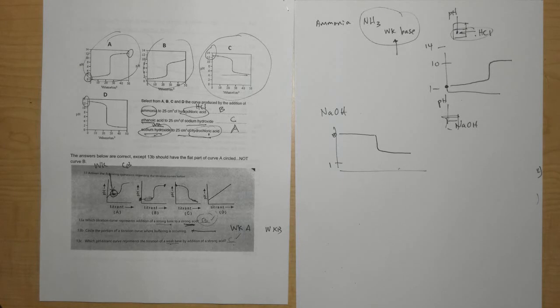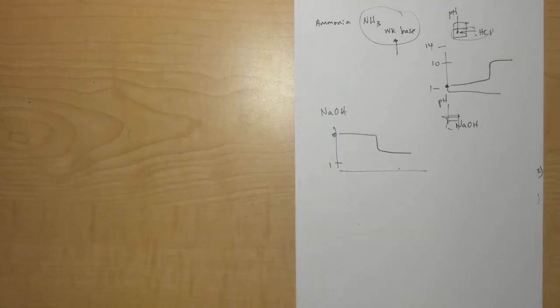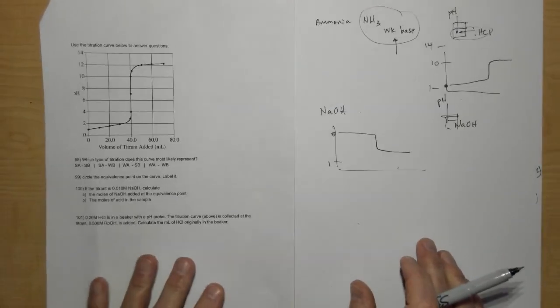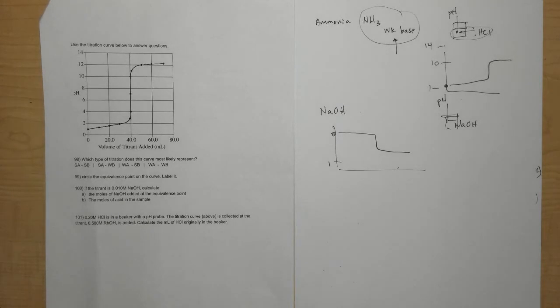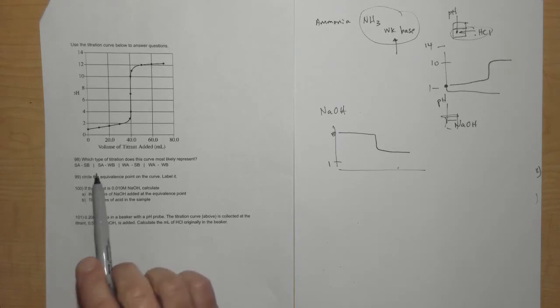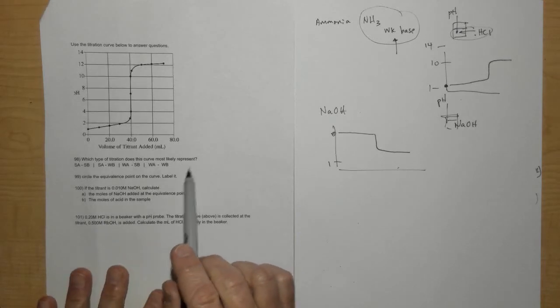And then the last page, I'm just going to switch the pages out here really quick. We have another titration curve here. And this one says, which type of titration does this curve most likely present?